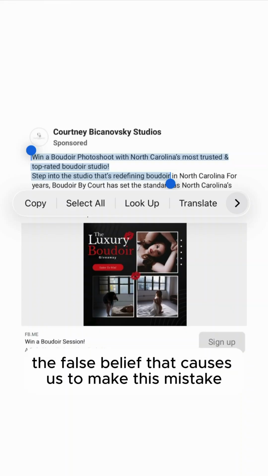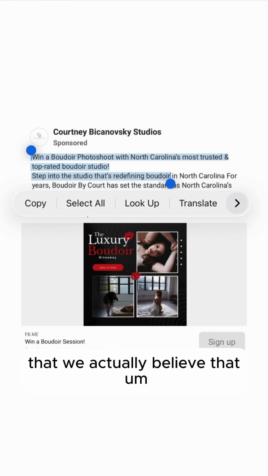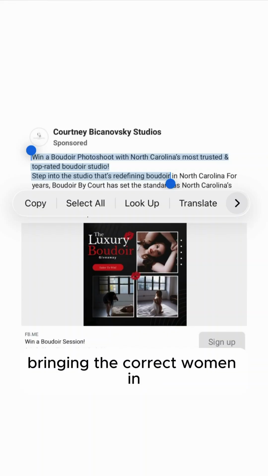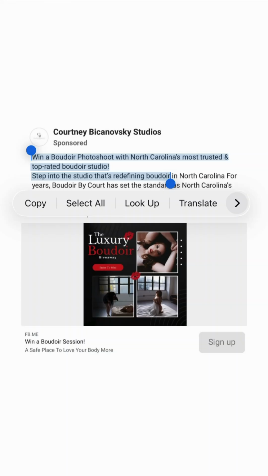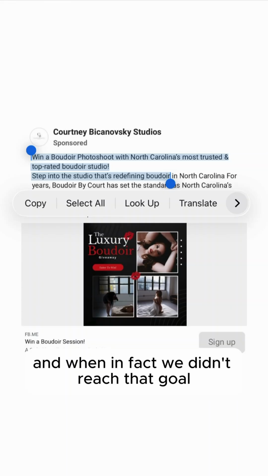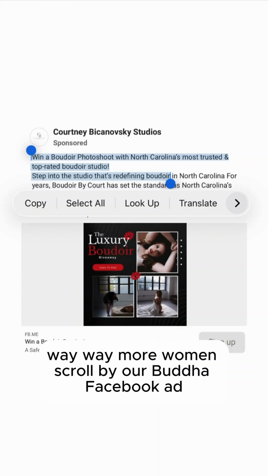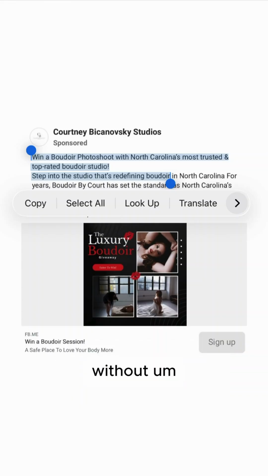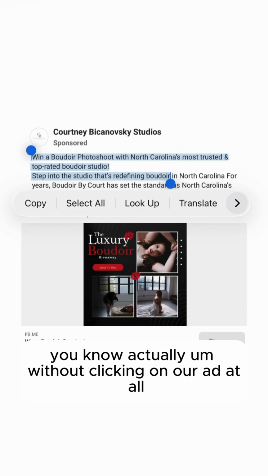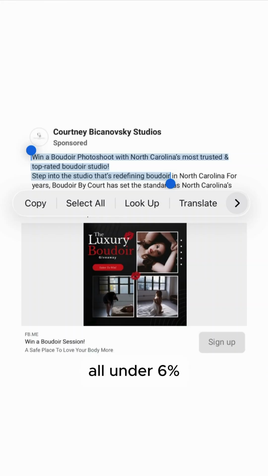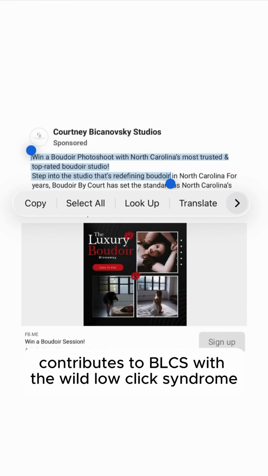The false belief that caused us to make this mistake is that we actually believe that we've set enough context to optimize bringing the correct women in, clicking on our ad, when in fact we didn't reach that goal, and we're actually having way more women scroll by our Boudoir Facebook ad than is necessary without actually clicking on our ad at all. So the consequence of this pulls our unique CTR all under 6%, contributes to BLCS, Boudoir low click syndrome.